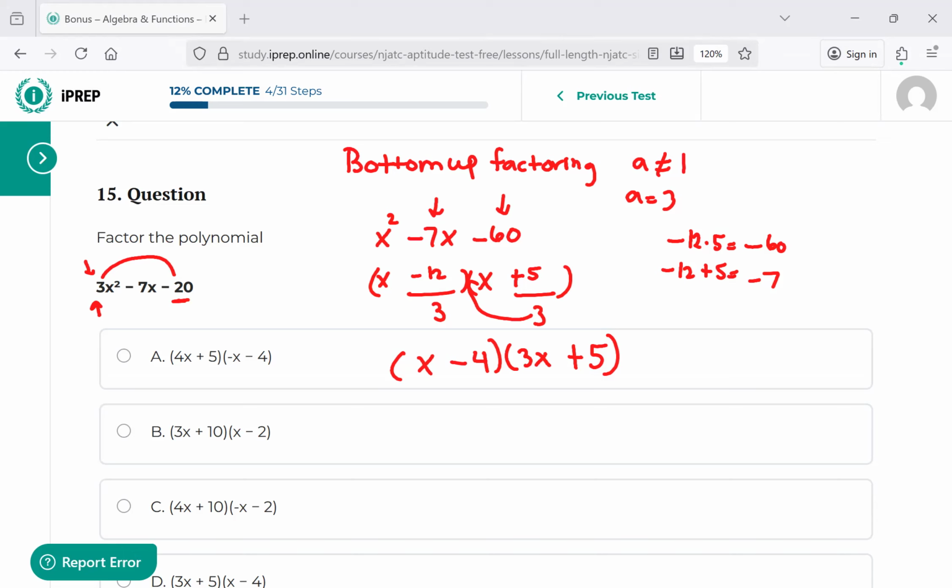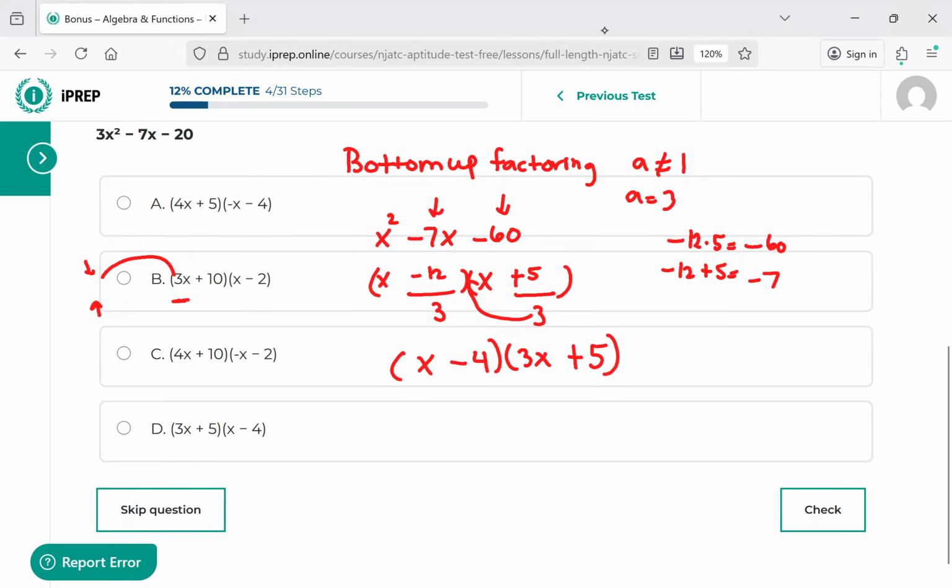Okay, so my final answer is x minus 4 times 3x plus 5. So letter D.